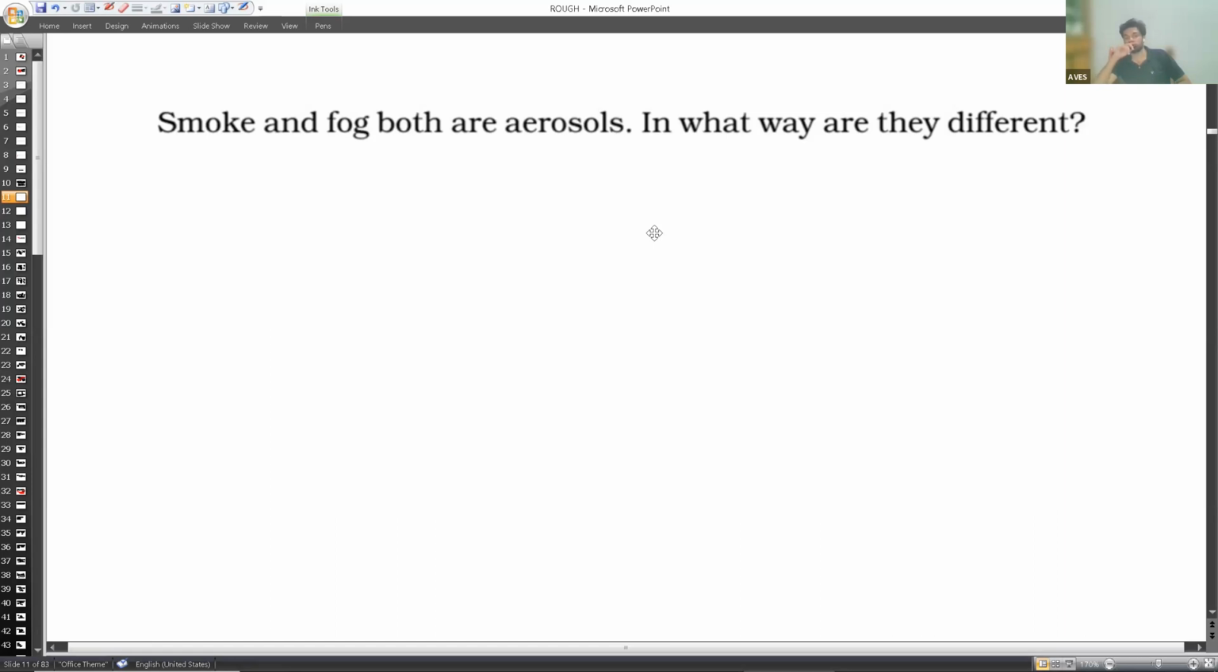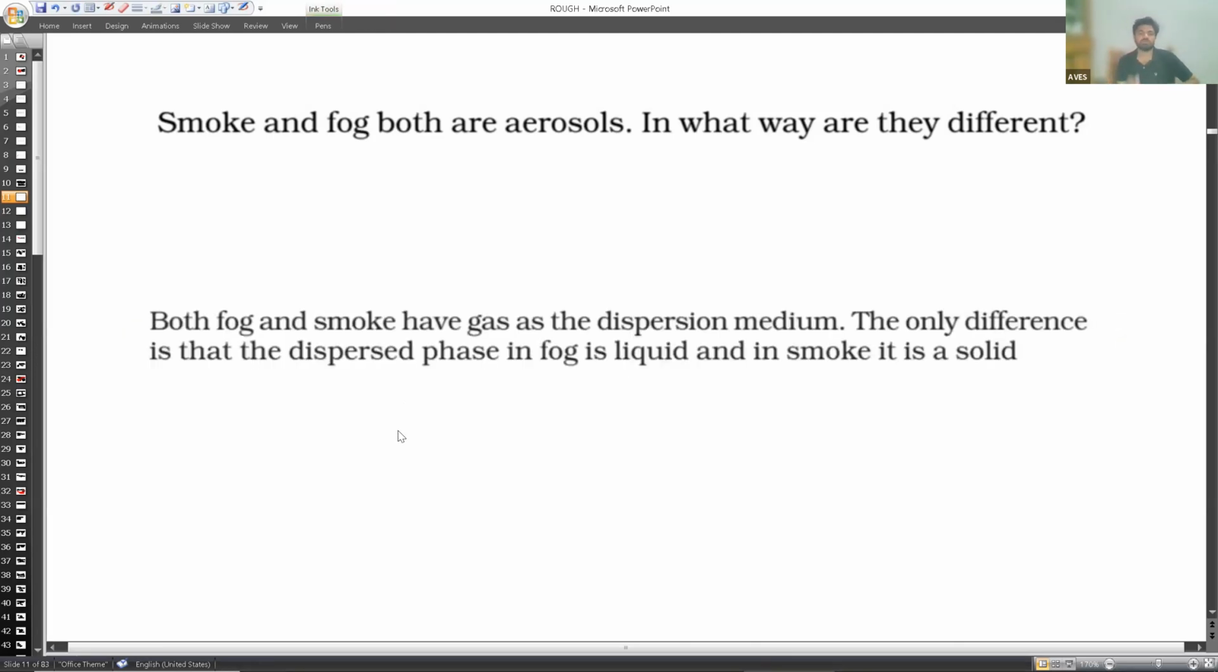Both are aerosols. So this is the difference between them. You have to note the answer for this question. Just a minute. Change of dispersed phase. Note this one.